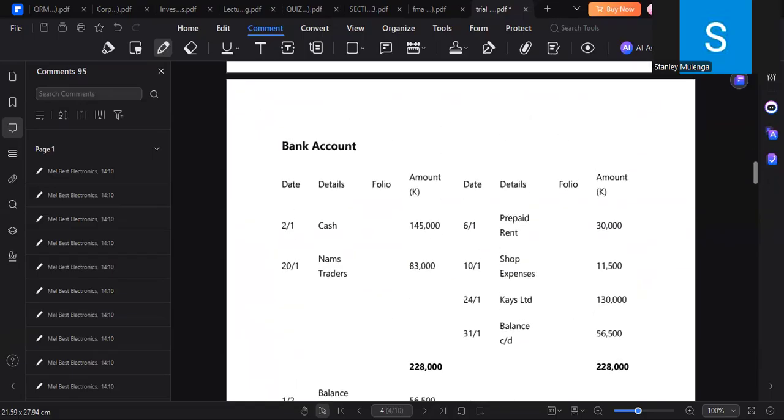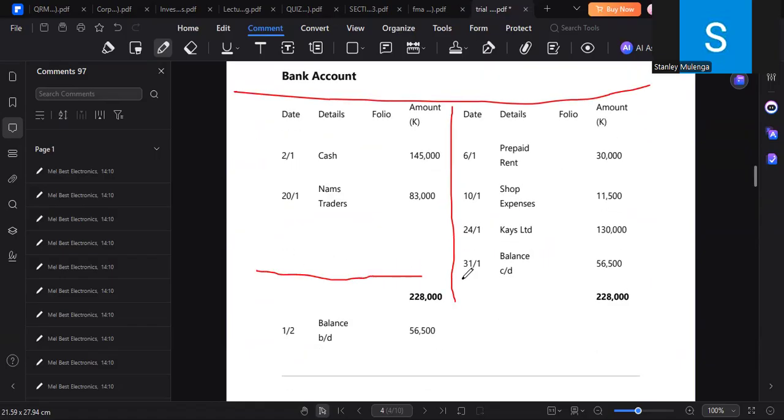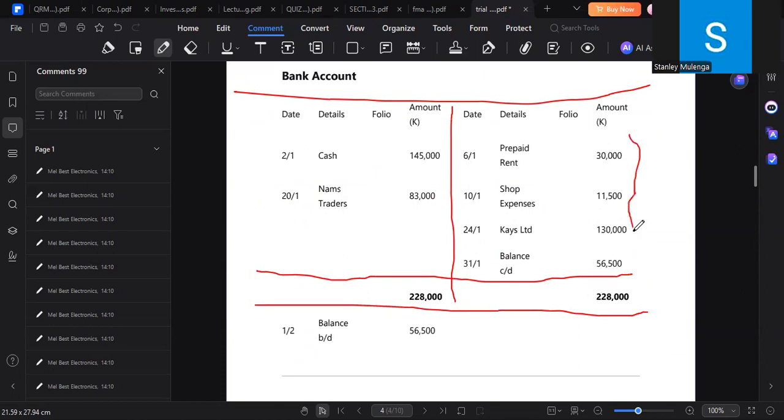Bank, the number of transactions. So we had money is transferred from cash to bank 145, rent prepaid 30, NAM paid us then 83,000. So when you look at these transactions, you look at the side which has a bigger value. So in total up here, you get 228. And in total up here, you get 228 less 56. So you give this guy a 56 balance, which you take to the right opposite. So the bank account has a debit balance of 56,500.